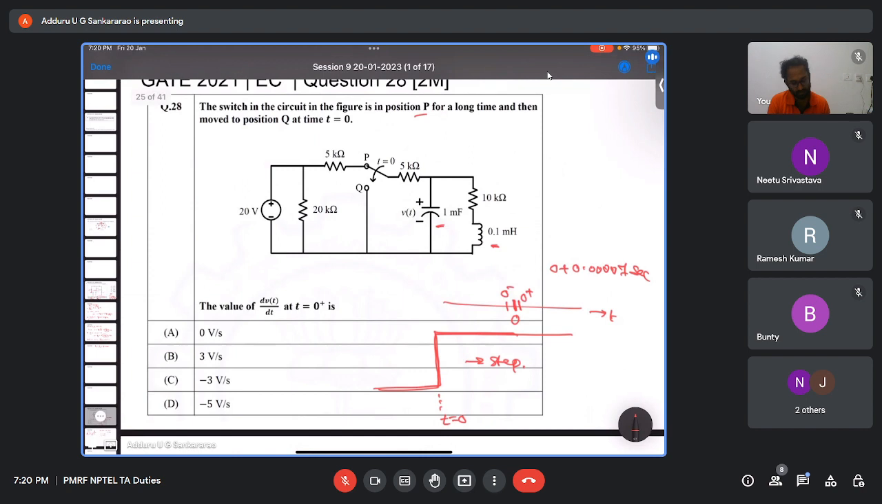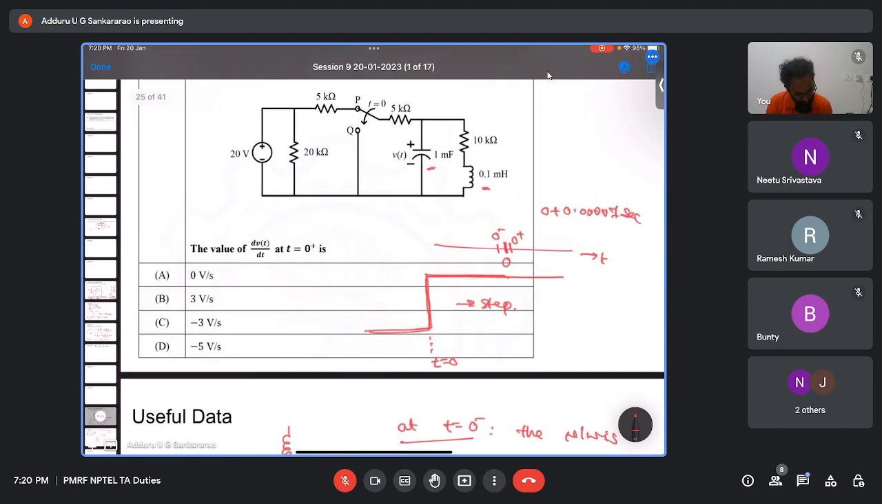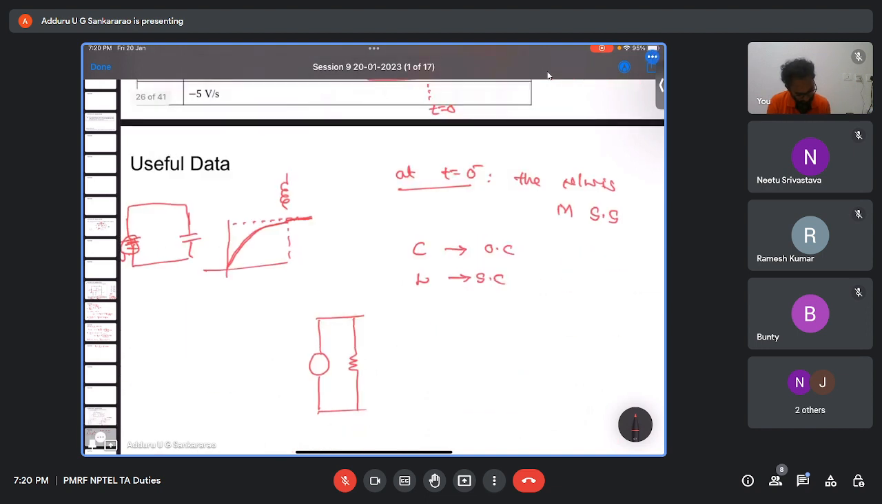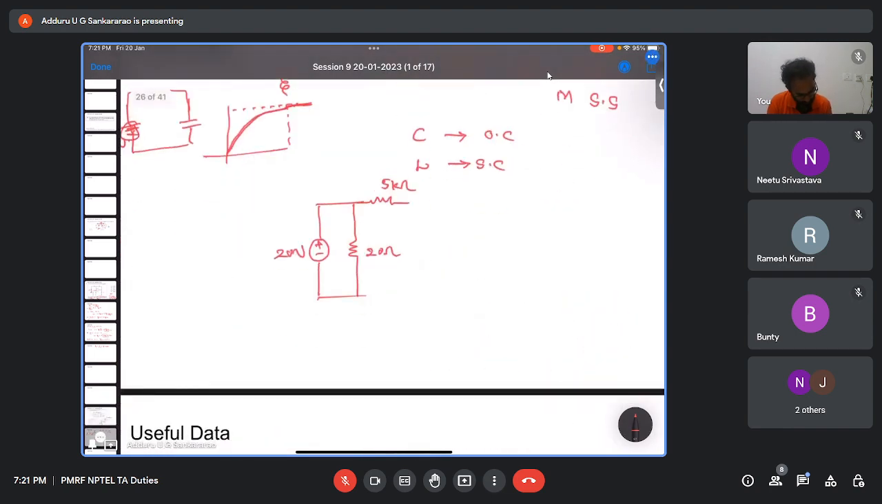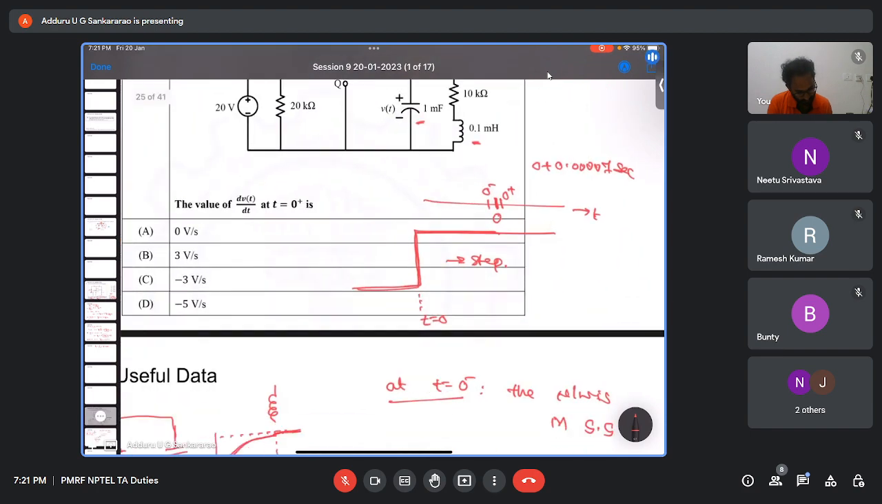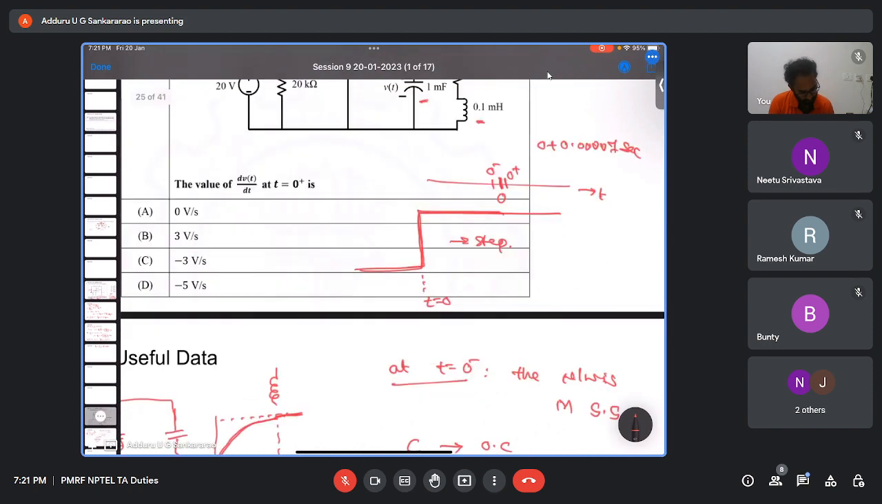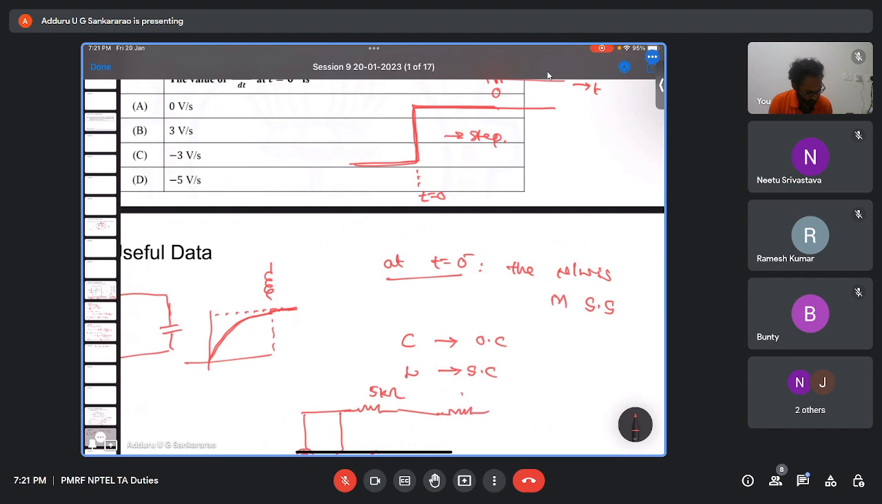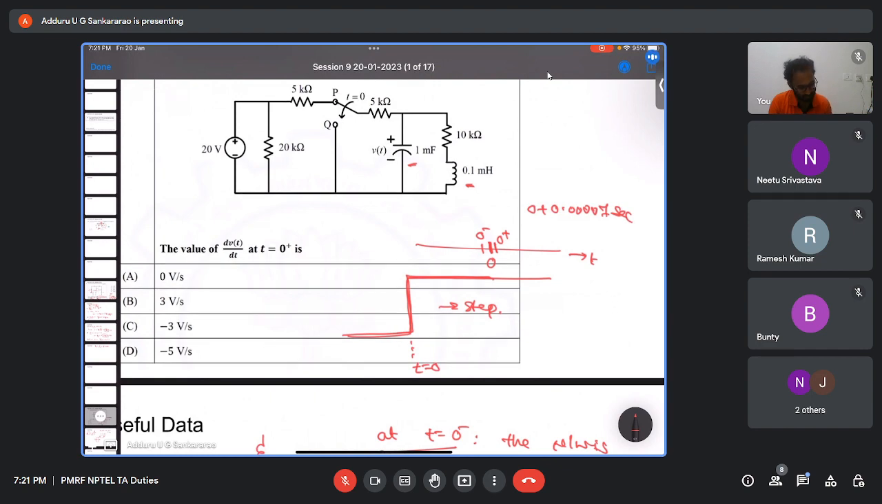Now I'm just redrawing the circuit. 20 volt, 20 kilo ohm, 5 kilo ohm, connected to P, then 5 kilo ohm. Now I'm drawing at t equal to 0 minus, which means it is steady state.